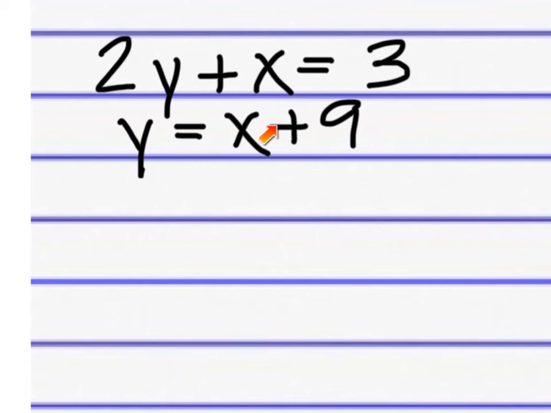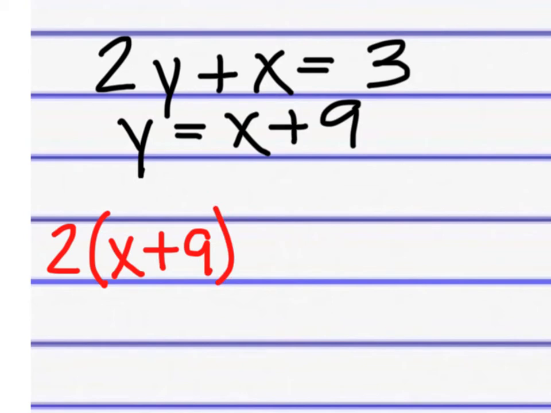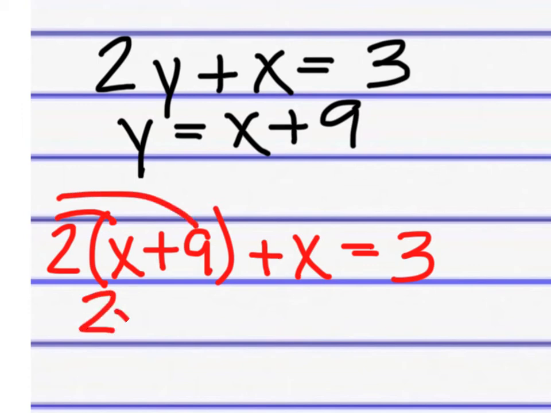X plus 9 equals y. Here's y. Put this x plus 9 in place of y. So that is 2 times the quantity x plus 9. And then plus x equals 3. Distribute the 2 to get 2x plus 18.